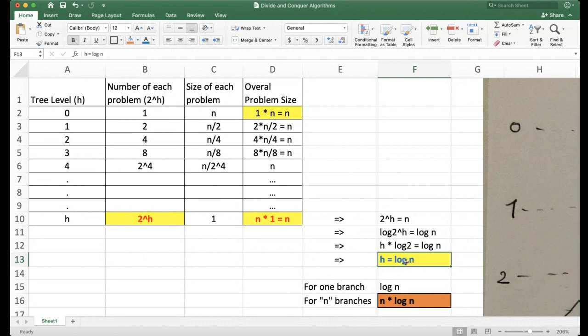What this tells me is a formula that is basically going to give me the value of h based on the number of elements, or basically the size of the problem.